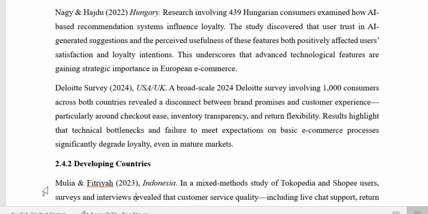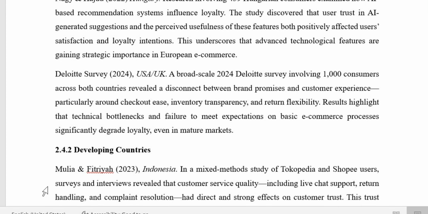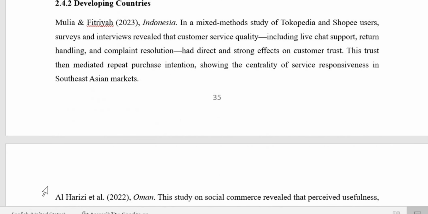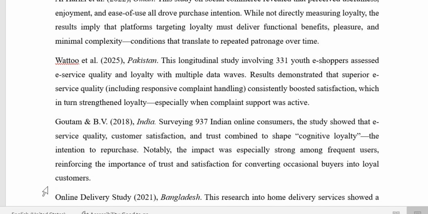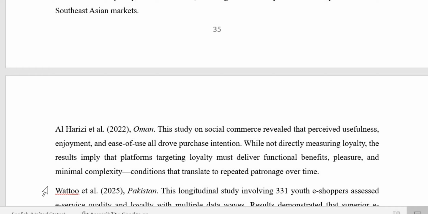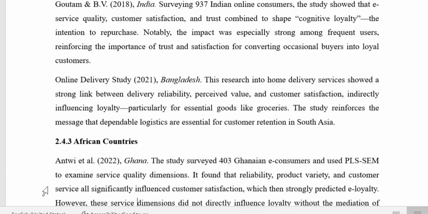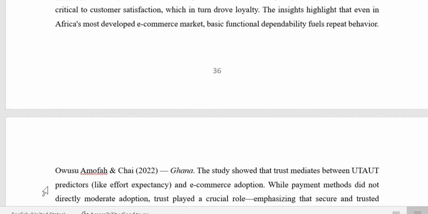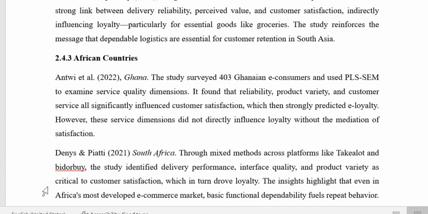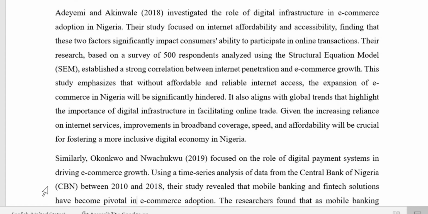So that is that. But I want you to know that the empirical review has three subdivisions, which is you review papers from developed countries, you review papers for developing countries. These are developing countries now. I can't call this name, I'm sorry. I can see Wato from Pakistan, no problem. Oman, that's another country. Indonesia, they are regarded as developing. Now, African countries, you go down to African countries, you can see we have Antiwi from Ghana, who made a survey of 403 Ghanaians on e-commerce. So please try to understand and digest what I'm saying.